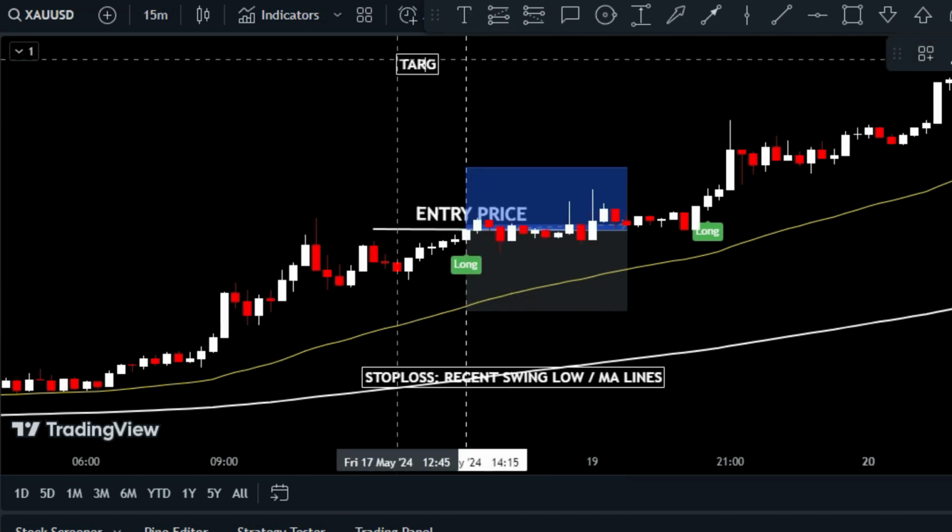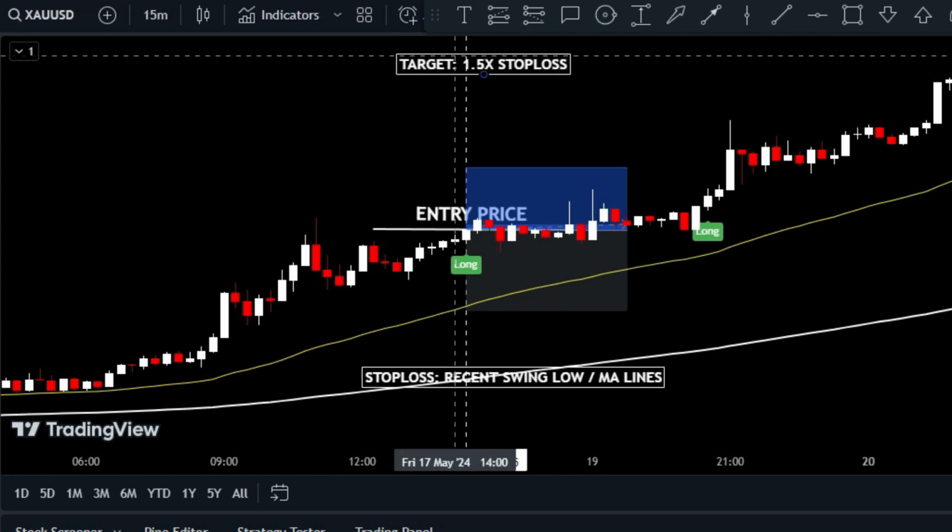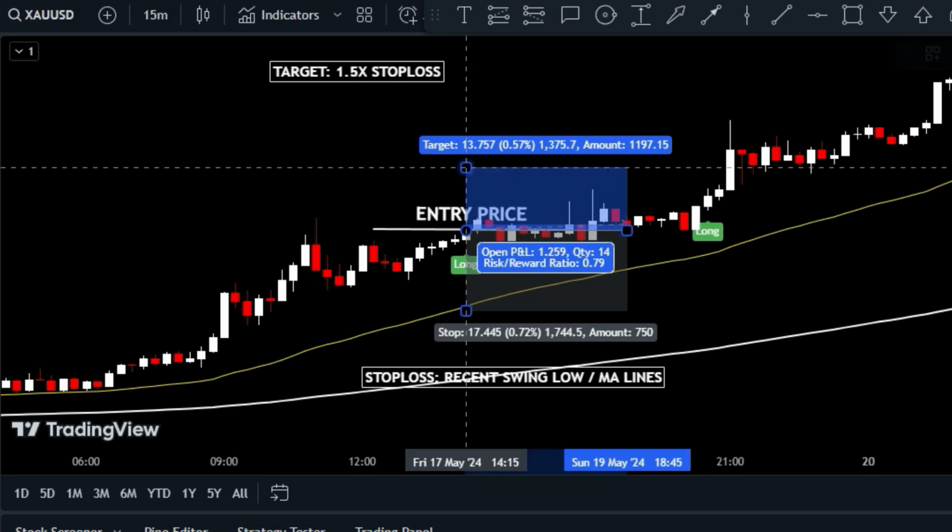Finally, let's lock in those profits. Set your trade target 1.5 times greater than the distance between your entry and a stop loss level.